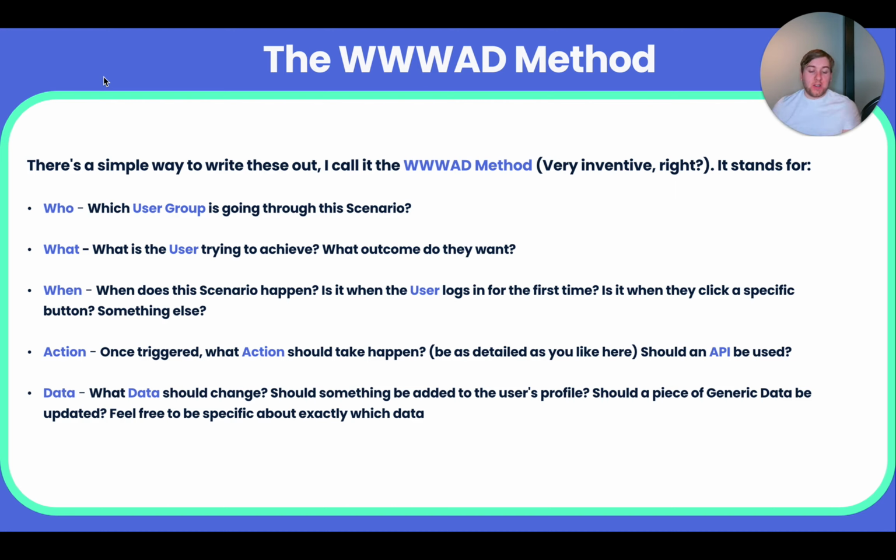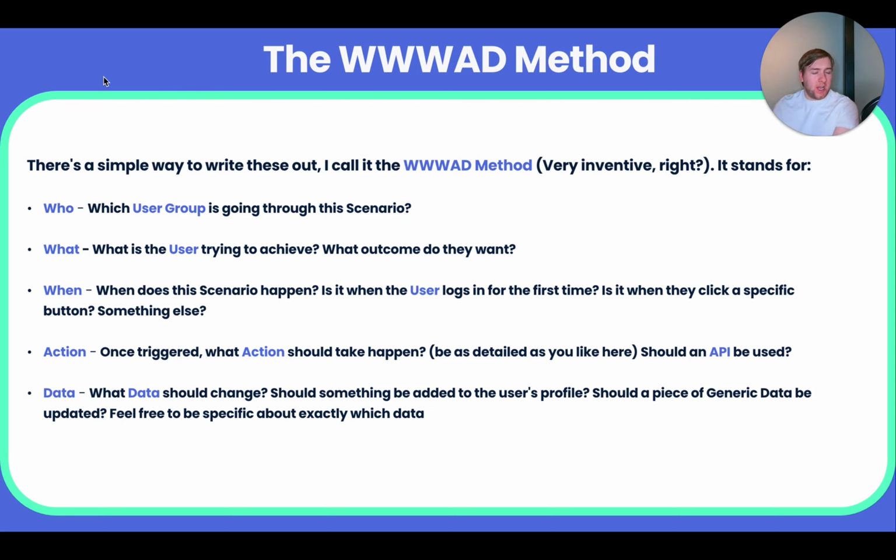And then, what is the user trying to achieve? Are they trying to upload an apartment? Are they trying to place an order? Are they trying to make a payment? Whatever it might be, whatever your core functionality is, who's trying to do it and what they're trying to do. And then the next thing we want to think about is, when does this scenario happen?